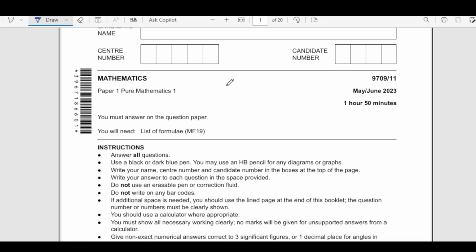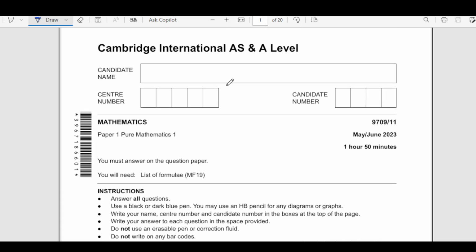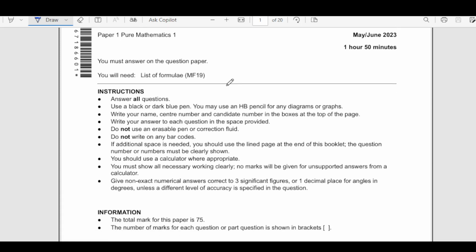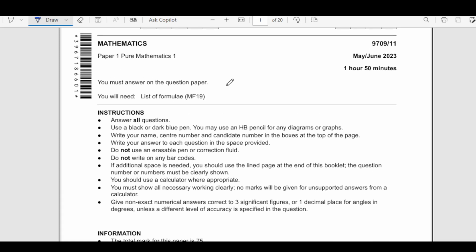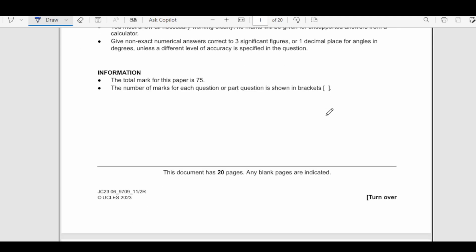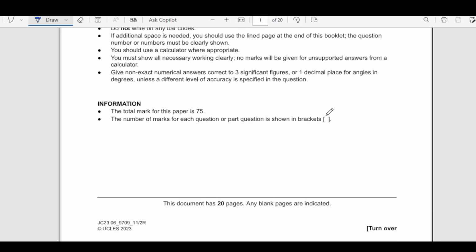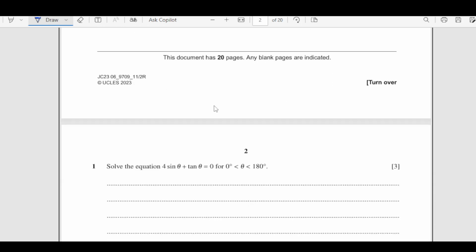This is Cambridge International AS and A level paper 1 for year 12, May June 2023. The paper code, as you can see here, is 970911, May June 2023. You all know the instructions for this paper. The time to complete this paper is 1 hour 50 minutes and the total marks of the paper are 75. Right, so now let's start.